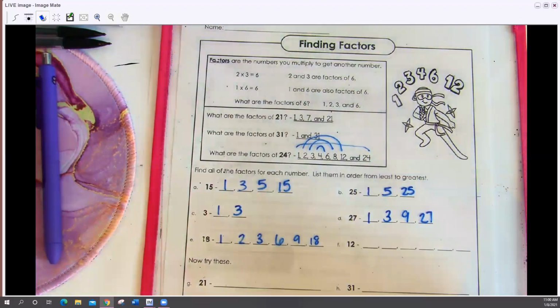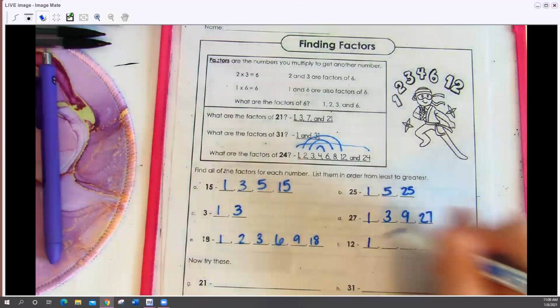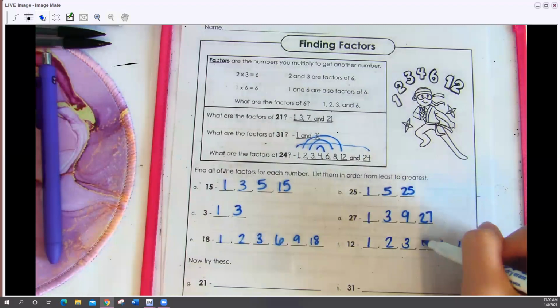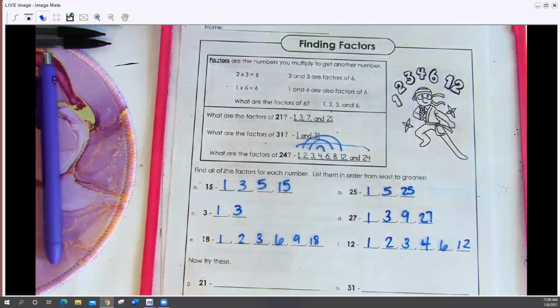Okay. And then 12. 12 has a lot. 12 has 1, 2, 3, 4, 5, 6 spaces. Oh, just like 18. Okay, so we're going to start with our lowest one that we can think of, which would be 1 times 12. I know that when I'm doing addition, 6 plus 6 equals 12. So 2 times 6 equals 12. And 3 times 4. So there we have a list of factors for our numbers 15, 3, 18, 25, 27, and 12.